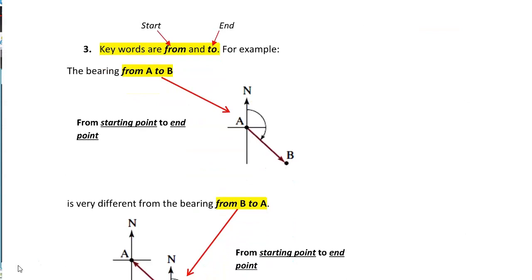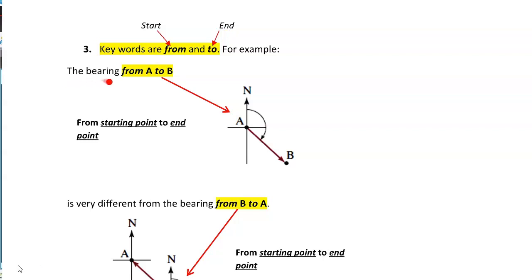Next off, our keywords are from and to. Right, this is absolutely vital. This is where students always get confused. I know in English and EAL, from and to probably aren't words that you highlight, but in maths, we highlight them. So from gives us the starting point, and to gives us the ending point.